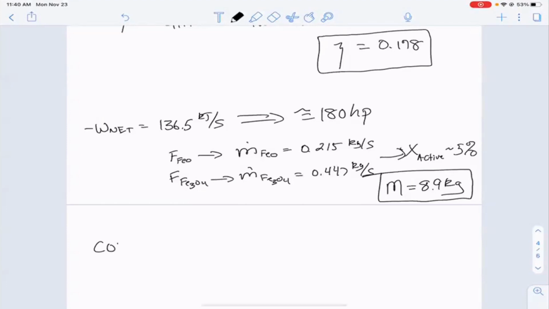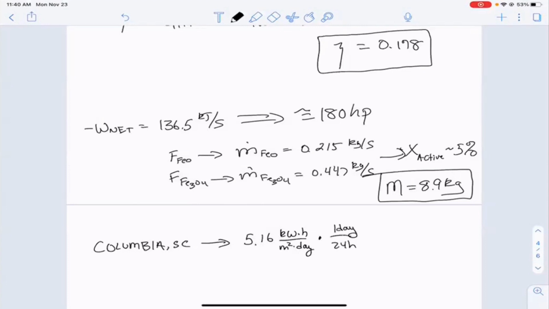So in Columbia, okay, right? We're in Columbia, South Carolina. We get an average amount of solar energy of 5.16 kilowatt hours per meter squared per day. Okay, and I'm going to multiply that by 1 day has 24 hours, and that means that we get 0.215 kilowatts per meter squared in Columbia.